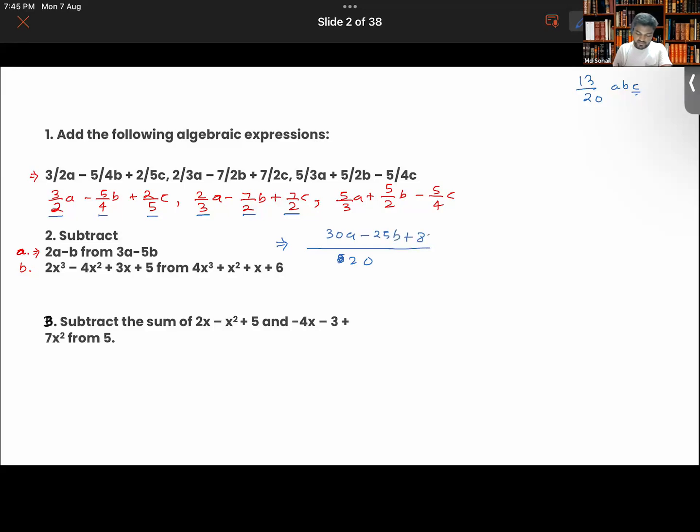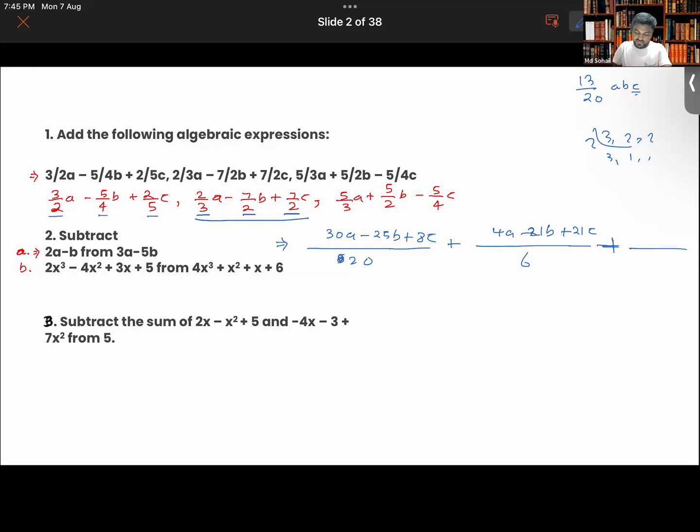Right? Then for the second expression, this one here, the LCM is going to be 6. There's 3, 2, 2 here, so it's 6. So that is 4a minus 21b plus 21c, right? Yeah. Okay, and then the third expression.